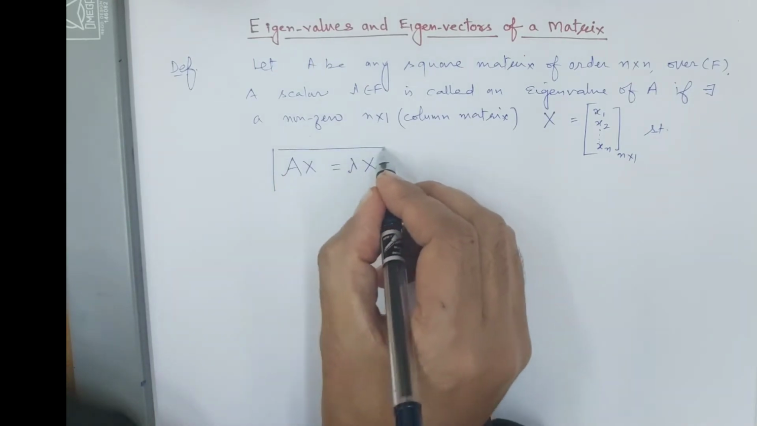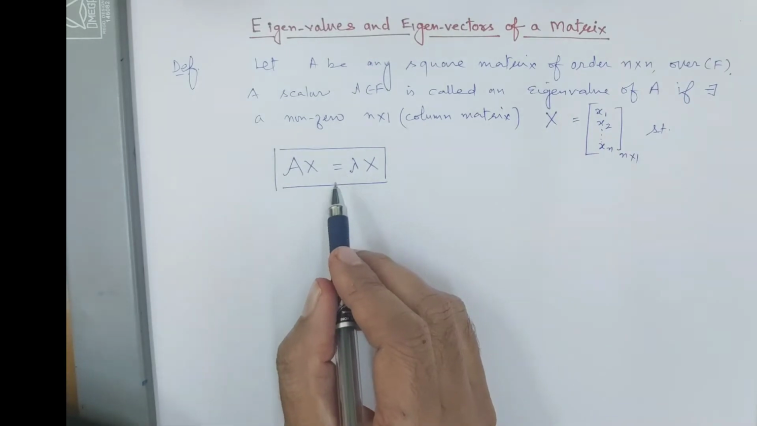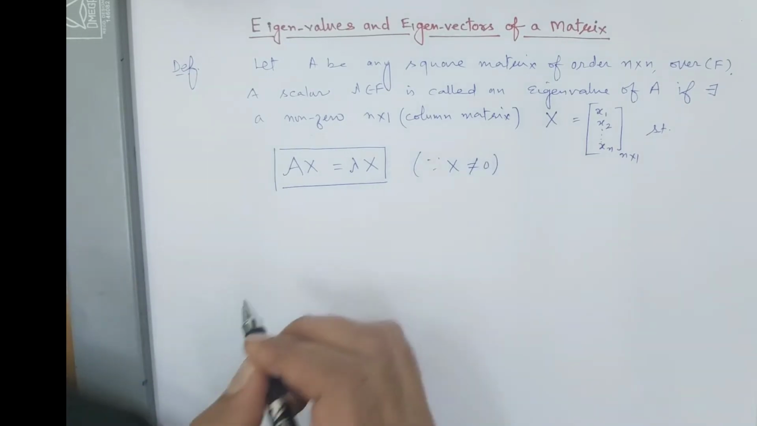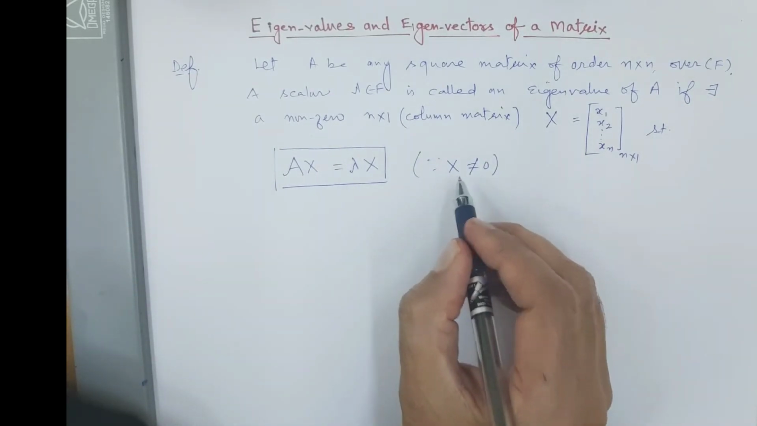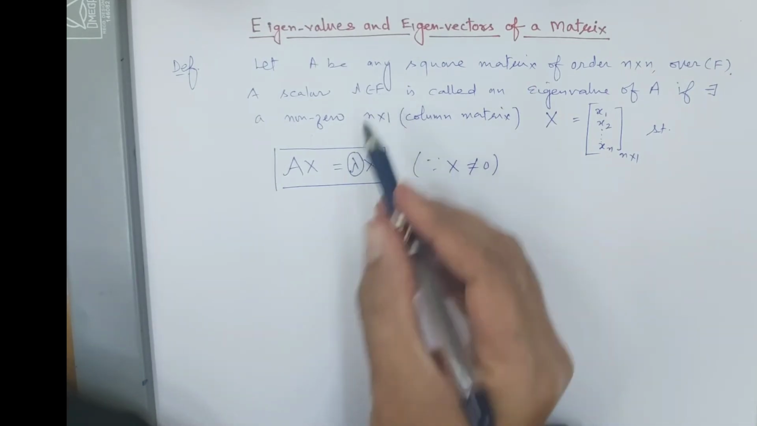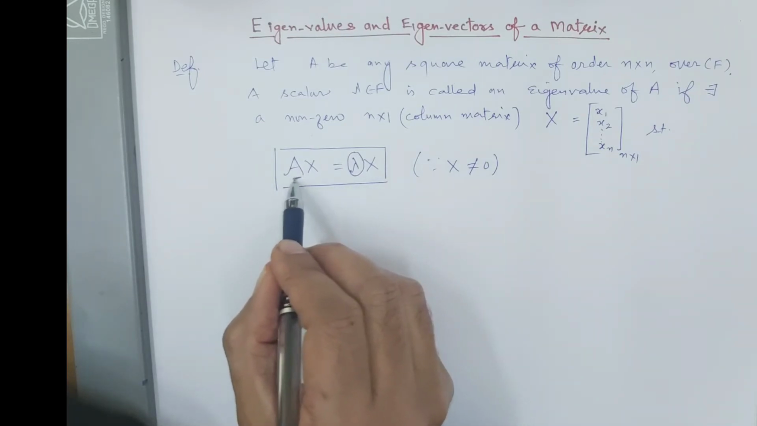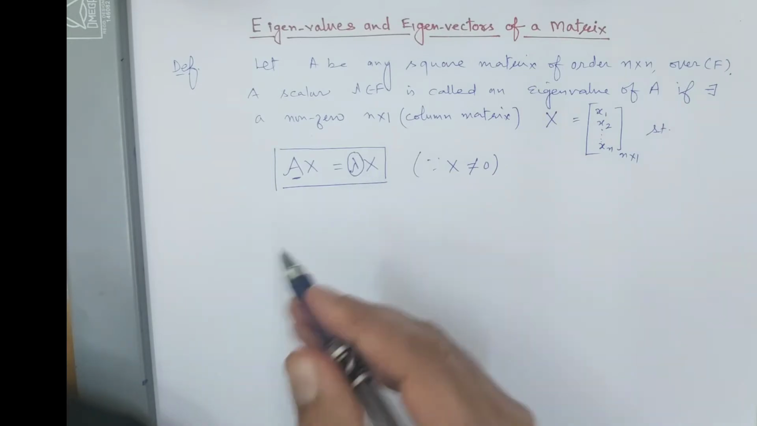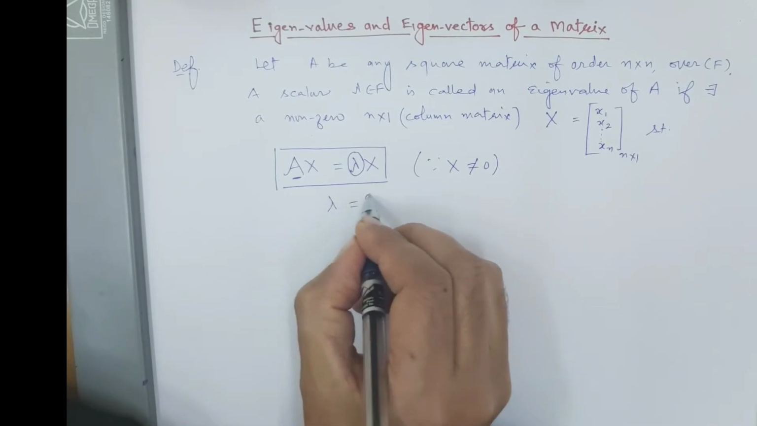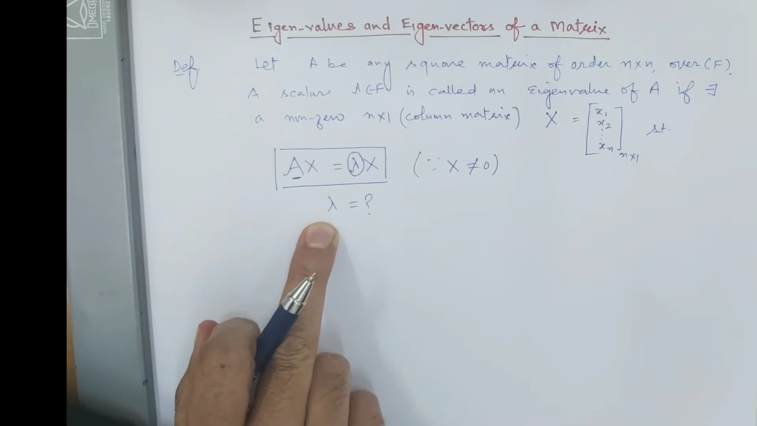This is the relation of eigenvalues and eigenvectors. Here x is not equal to 0 always. Eigenvector never 0. This lambda, which is called a scalar, belongs to field F, is called the eigenvalue of the matrix A. अब इस eigenvalue lambda को हम कैसे find करें? How to find lambda, that is eigenvalue of the matrix.